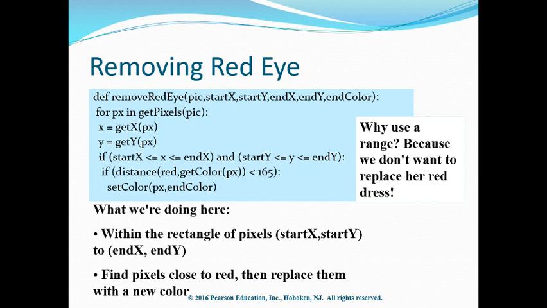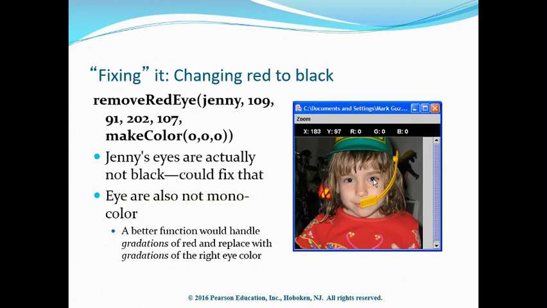So we go through all the pixels we look at in this line. We're looking at the distance. We're looking at a certain area. So x is between these start and end x. y is between start y and end y. And then if the distance between red and the color is less than 165, then we're going to set the color to whatever color we want it to be. So what we're doing here, within the rectangle of pixels, start X, start Y, end X, end Y, we're going to find pixels close to red, then replace them with a new color. So fixing it, changing red to black.